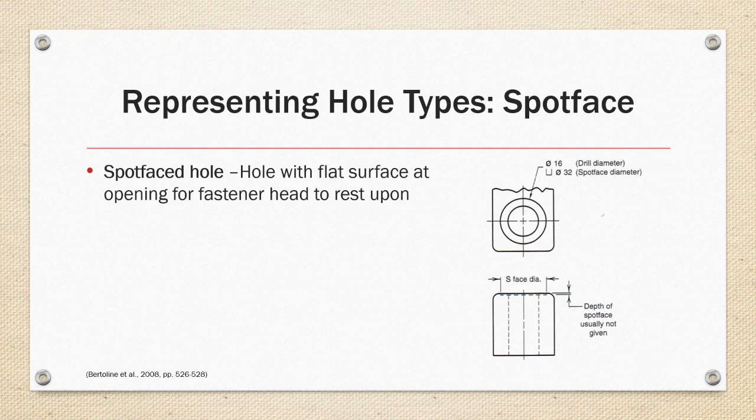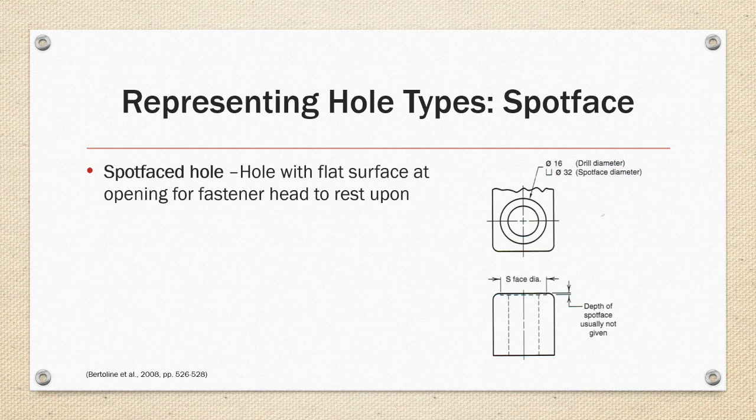In views normal to the hole, the diameter of the spot face will appear as a visible line circle that is larger than the related blind or through hole denoted in the view. Typically, the diameter will be called out with a counterbore symbol in the view, but the depth may be covered by a general note, a minimum depth, or not be called out at all.